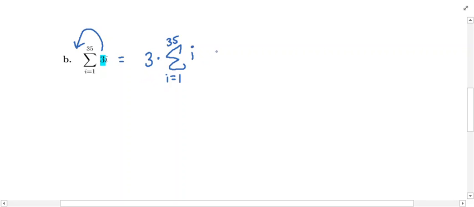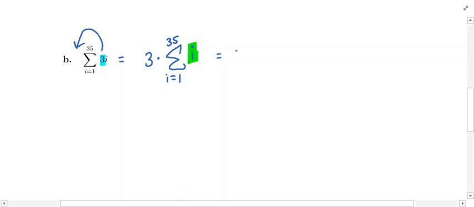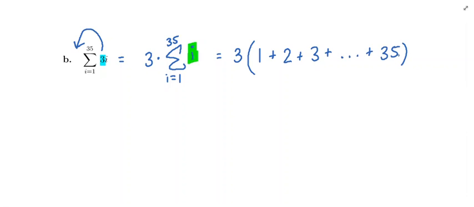So what I've been left with is 3 times this summation. I need to figure out what the series converges to. What am I really doing here? The expression is just i, and we're plugging in i equals 1, then i equals 2, then i equals 3, all the way up to 35, and then adding all those up. If you write out the series, this is 3 times 1 plus 2 plus 3 all the way up to 35. So what you're doing is adding up the first 35 natural numbers.